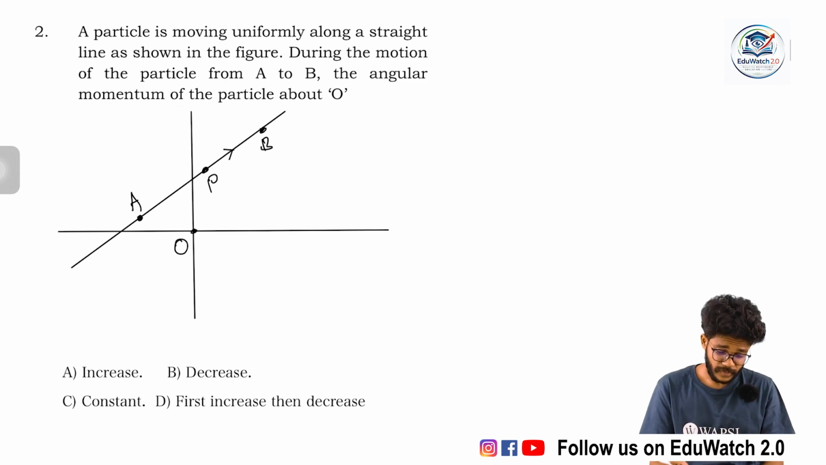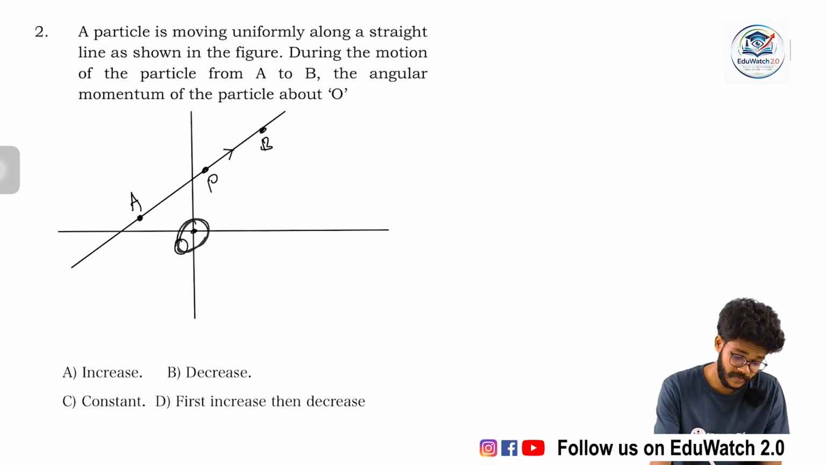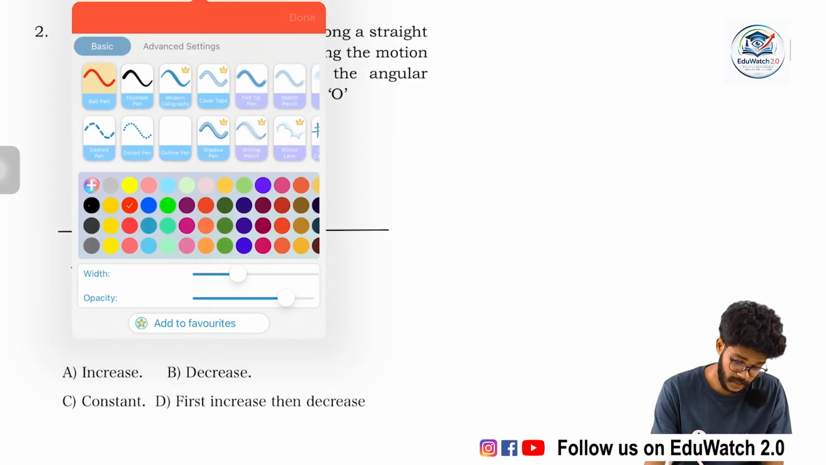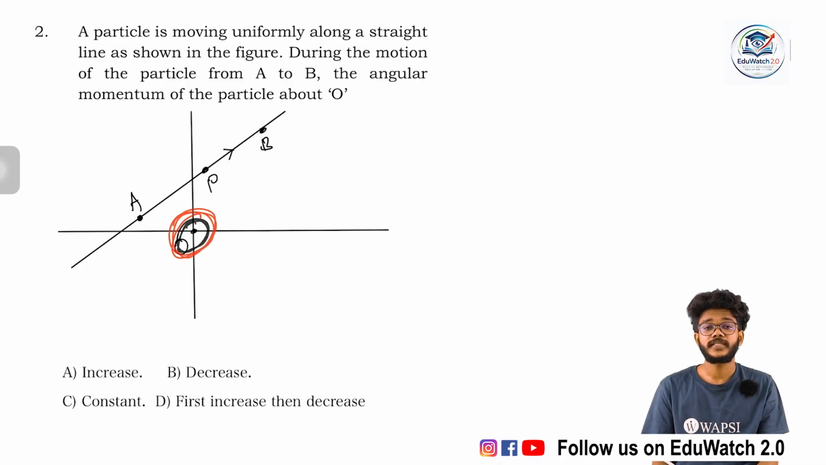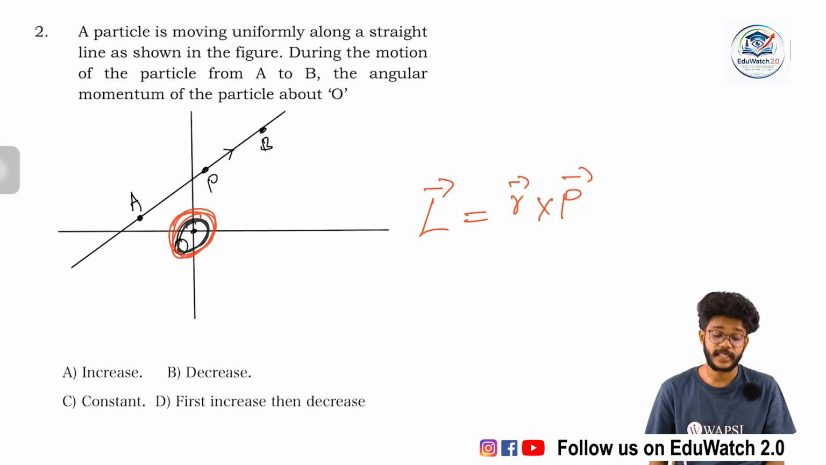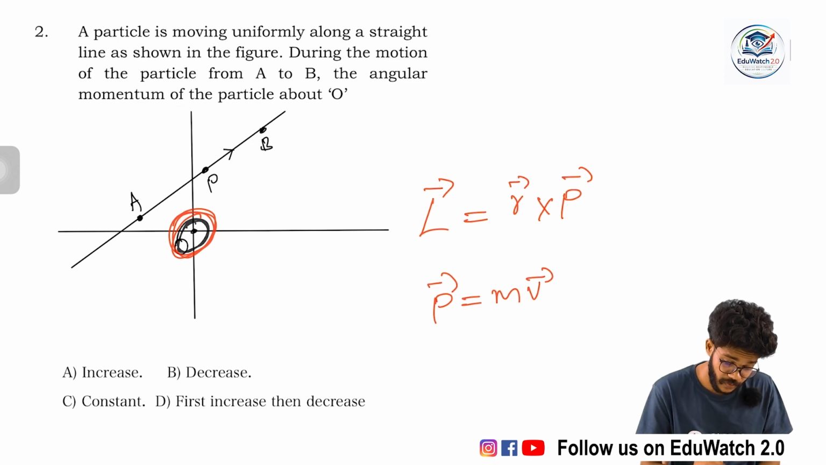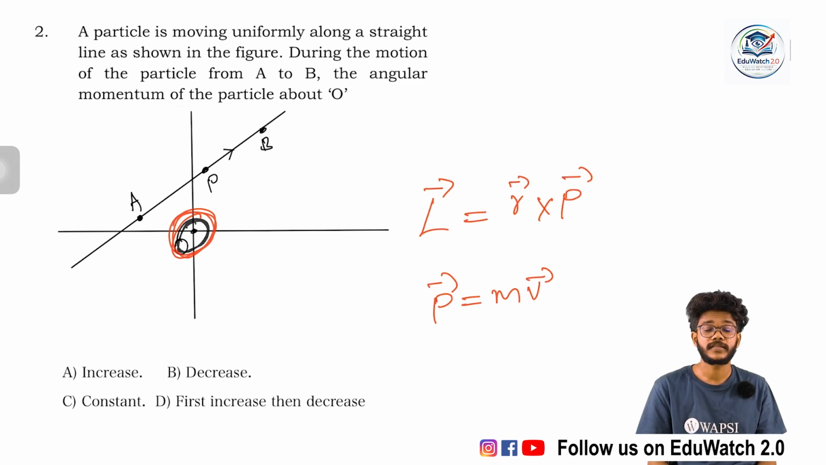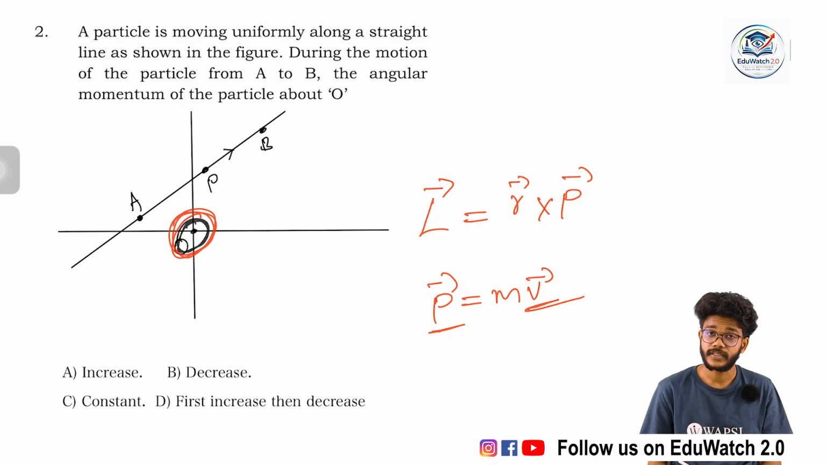Okay. So we need to calculate the angular momentum with respect to this center O. So what is the equation for angular momentum? Vector L is equal to vector R cross vector P is the equation for angular momentum. P is the linear momentum, and linear momentum is equal to m into vector V. They have said that it is moving uniformly, that means the velocity is constant. Vector V is constant, that means vector P is constant. So L is only depending on R.